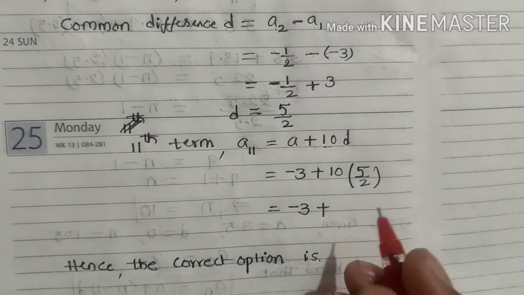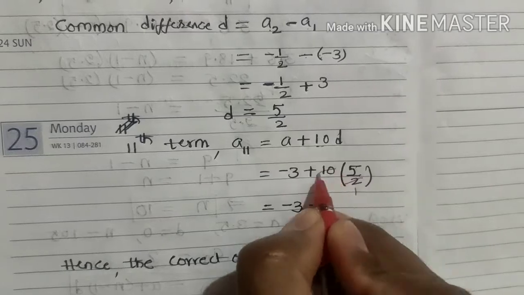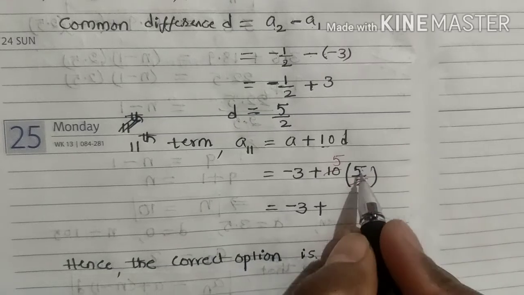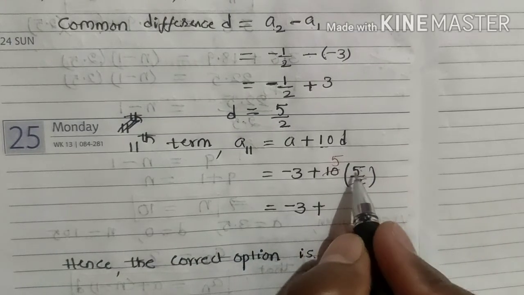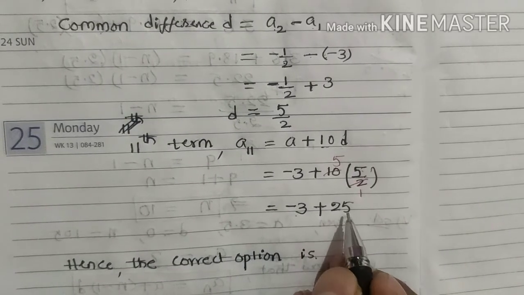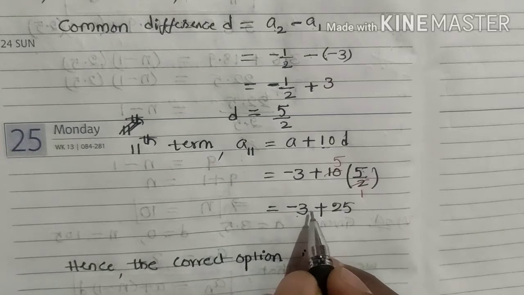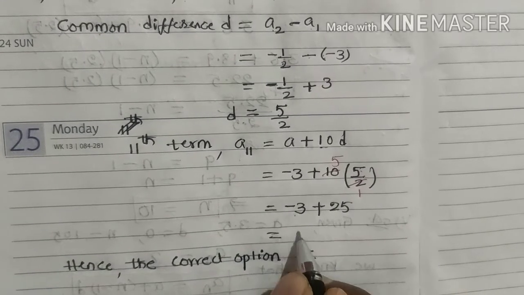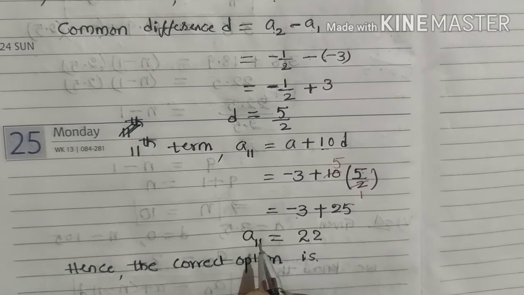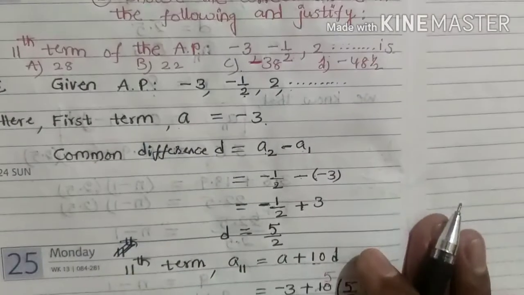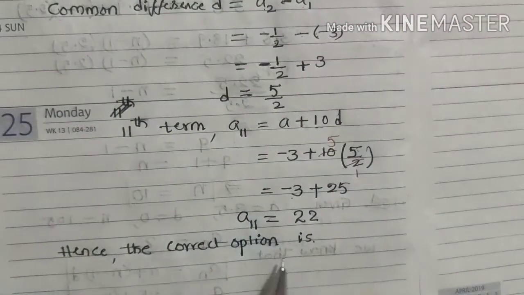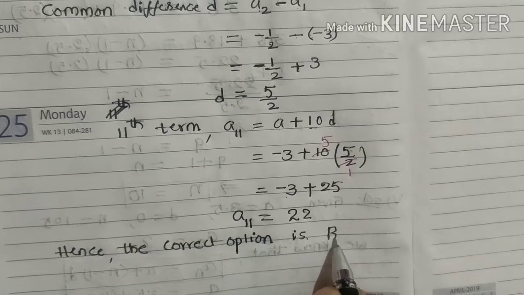After that, what you need to do? Here cancellation is possible. 2 one time, 2 five times. So 5/1 is nothing but 5 only. This 5 is multiplied with this 5. 5 into 5 is 25. So you got -3 plus 25. It is nothing but 25 minus 3. 25 minus 3 is 22, which is nothing but the 11th term A11. So the 11th term is 22. Which option is correct? 28 to 22. Here 22 is there in option B. Hence the correct option is B.